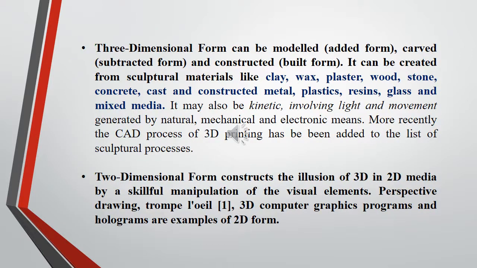Three-dimensional form can be modeled, added to, carved, subtracted from, and constructed, built from. It can be created from sculptural materials like clay, wax, plaster, wood, stone, concrete, cast and constructed metals, plastics, resins, glass, and mixed media. Two-dimensional form constructs the illusion of 3D in 2D media by a skillful manipulation of the visual elements.